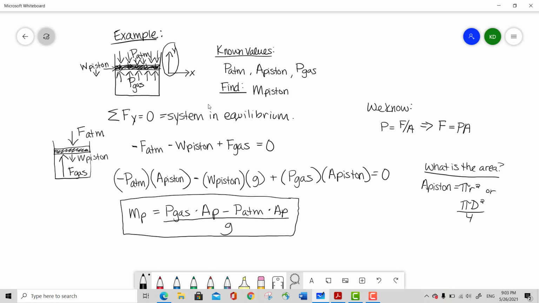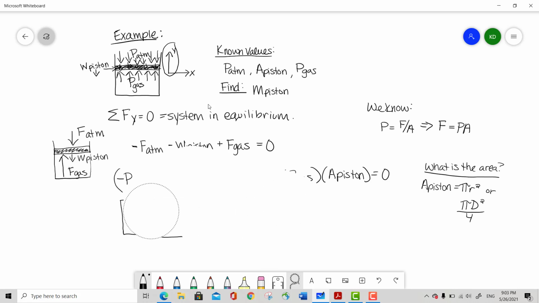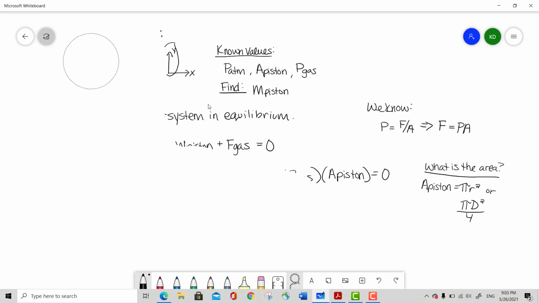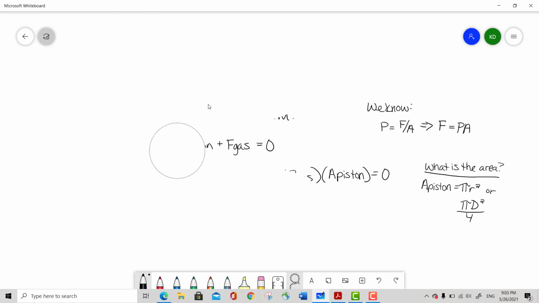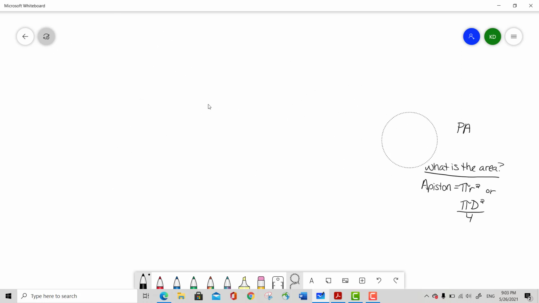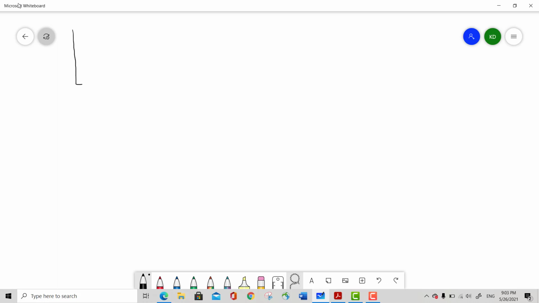Okay, so let's work a problem where we're actually putting all of that into play, but we're also including a rod. Okay, so pistons can look, I mean, they're pretty much the same, but sometimes you'll get an example that has a rod.